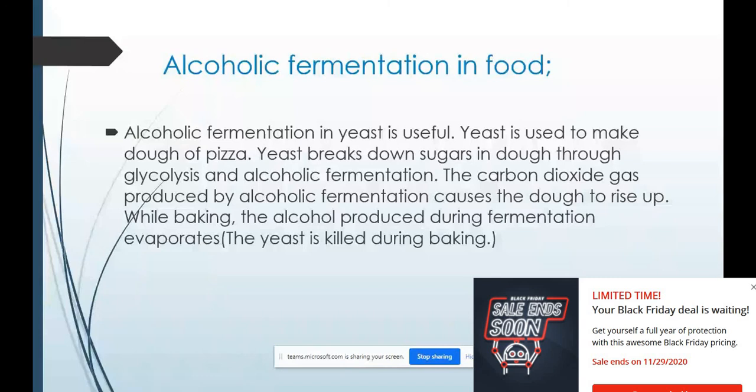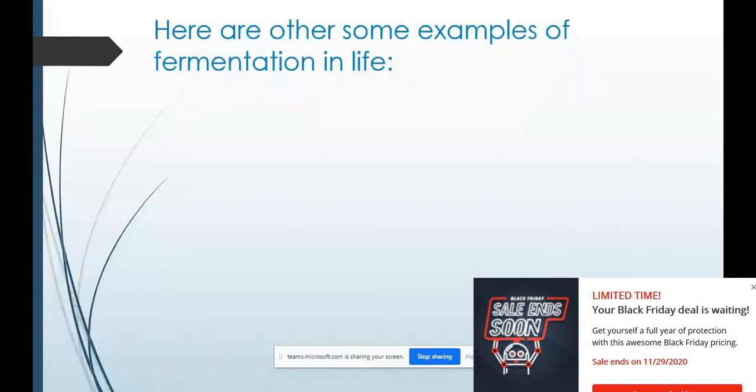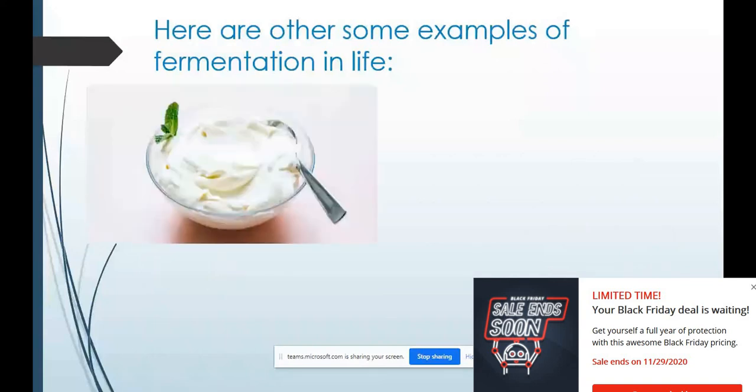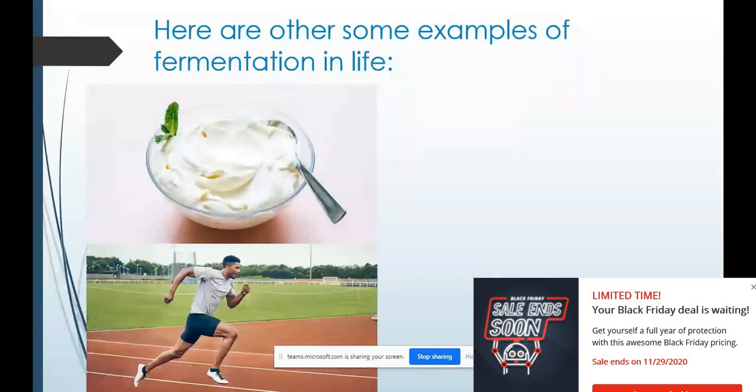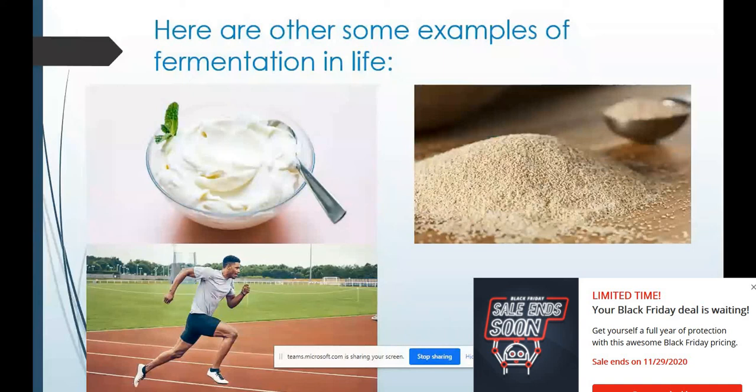Here are some examples of fermentation in life. As you all see, yogurt is made by lactic acid fermentation, and also running. When you run for a long time, you feel your muscles hurt. This results from fermentation. And here, this is how yeast looks, as you all definitely know. And the last picture shows how dough rises up after adding the yeast.